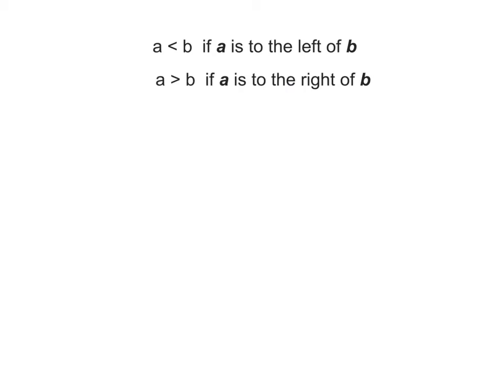So when we are talking about numbers that are greater or less than another number, or in other words, inequalities, we need to talk about the less than and greater than signs. For example, A is less than B if the number A is to the left of the number B on the number line. Similarly, A is greater than B if the number A is to the right of the number B on the number line.